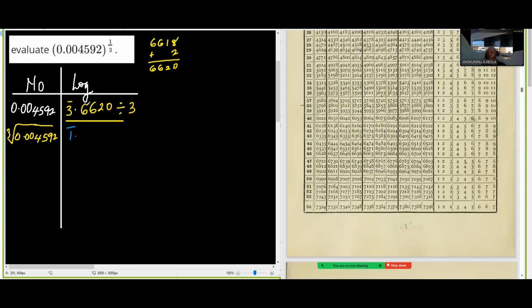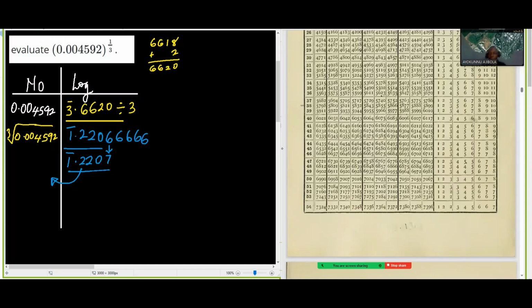So 3 in 6 is 2, 3 in this 6 is 2, 3 in 2 is 0, and 3 in 20 is 6. Remember 2 in 20 again, 6, 6, 6, 6. It will never finish, so we can round this one up to 7. And we have about bar 1.2207. This is our answer that we want to take out of logarithm now.